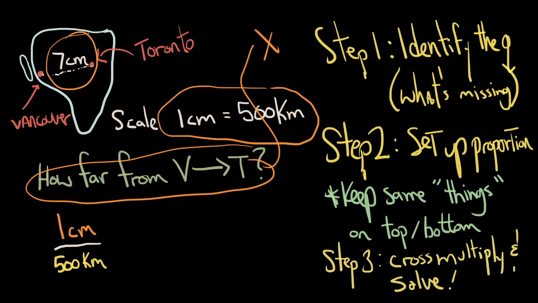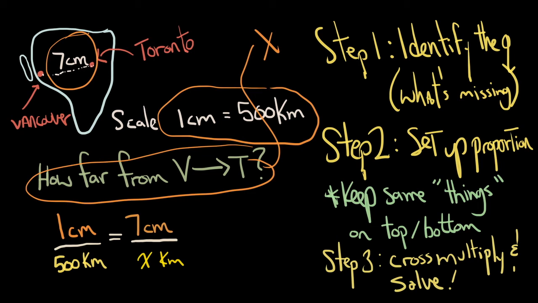I'm kind of making a little comparison there. And I know that this is going to be equal to, what else do I know? Well, what is this top part? These are the centimeters on the map. So I know I've traveled 7 centimeters, or the distance is 7. Imagine you went and measured it, 7 centimeters. And what I don't know is, of course, the X kilometers. So notice what I've done here. I've kept the centimeters on top, and I put the kilometers on the bottom. So far, so good?